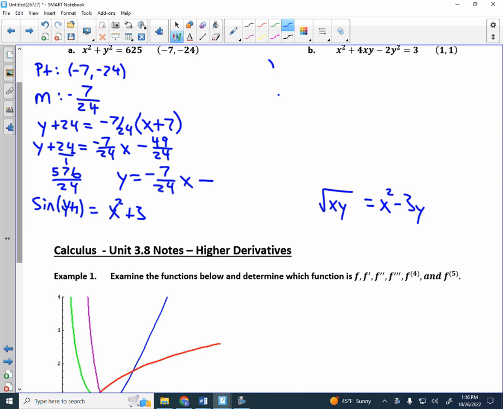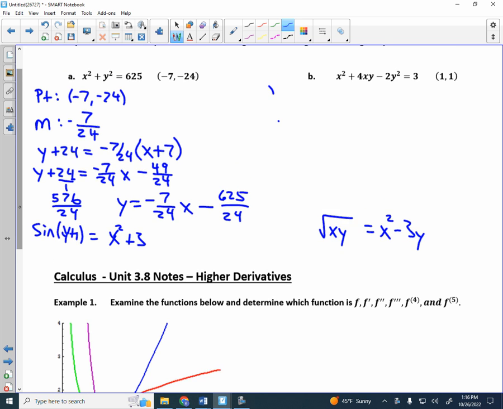Sorry about that subtraction sign up there. I'll write it down here. -625 over 24. That is the equation for the line tangent. You can expect a question like that on the test. We all good?